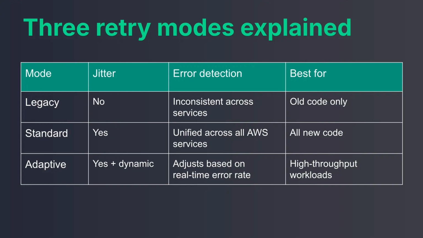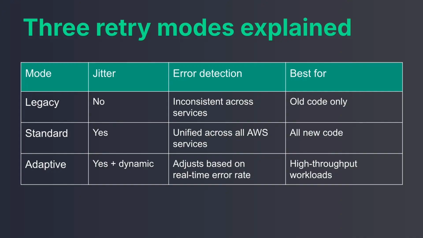It only recognizes a very limited set of error codes, so some transient errors that should be retried just do not get retried. Next mode is standard mode. It was introduced in 2020 specifically to fix both of those things.